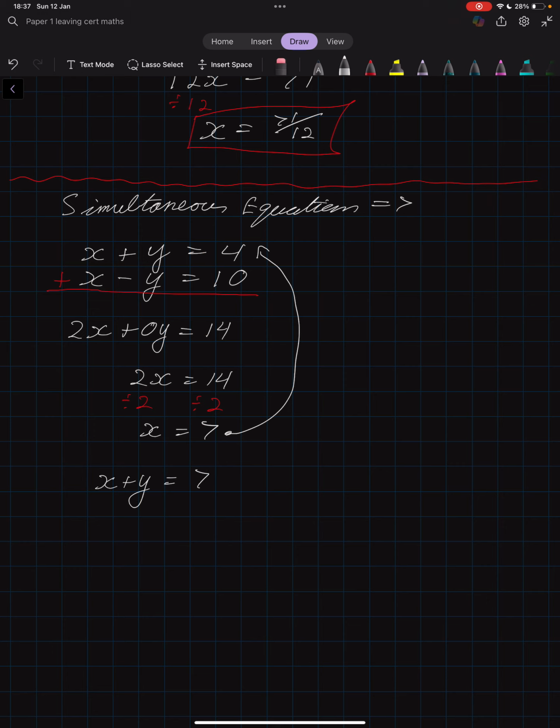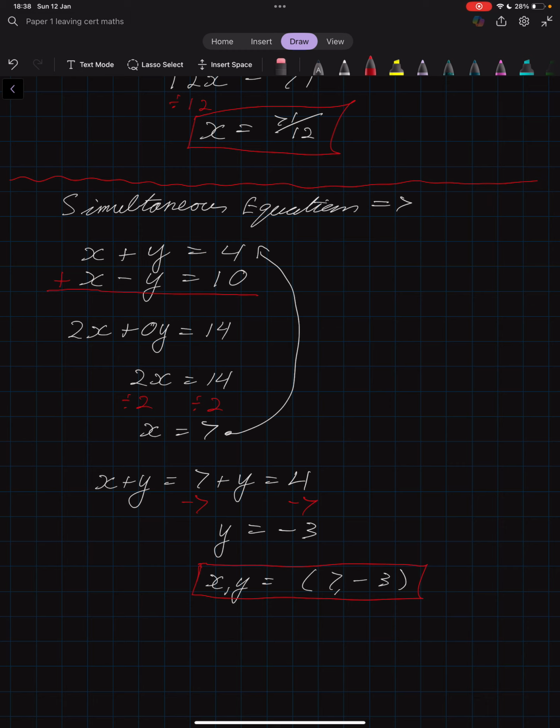Now I'm going to minus 7 off both sides. So I get y equals minus 3. So x, and this is the way you should write it. The reason you should write it this way is because x plus y equals 4 is a line in 2D. And x minus y equals 10 is also a line in 2D. So that means that what you're after calculating is the intersection between the two lines.